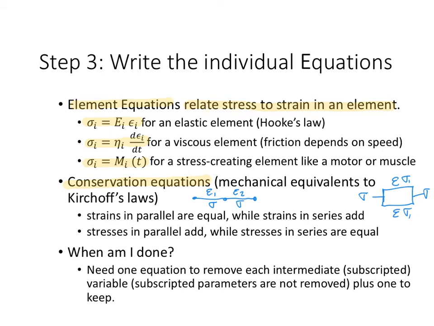So these equations tell us the situations where strains are equal and stresses are equal, and also the situations where they need to add. These give us additional equations in addition to the element equations. Now we know we're done once we have enough equations. We need one equation in order to remove each of these intermediate or subscripted variables like these ones here. You don't need to remove subscripted parameters, just variables. And we also need one equation to keep, because after we've removed a bunch of things, we should be left with an equation with stress in terms of strain.